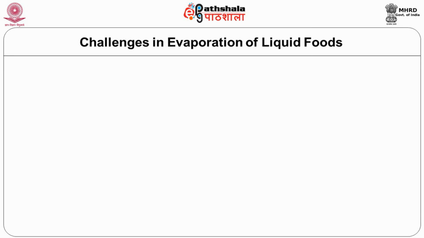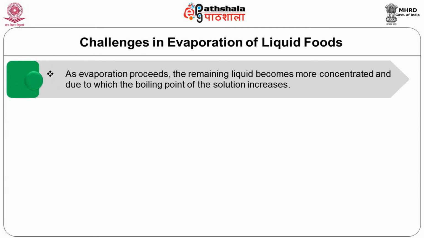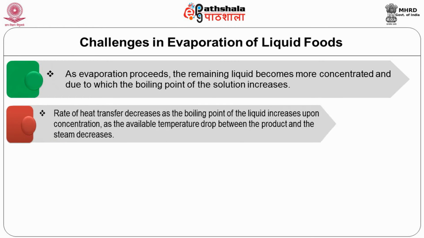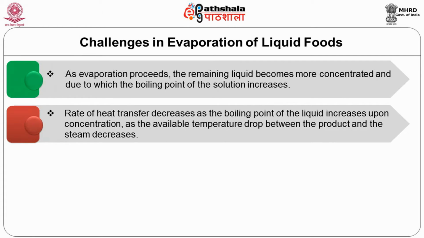Now, let us discuss the challenges involved in the evaporation of liquid foods. As evaporation proceeds, the remaining liquid becomes more concentrated, due to which the boiling point of the solution increases. The rate of heat transfer decreases as the boiling point of the liquid increases upon concentration, as the available temperature drop between the product and the steam decreases. As the concentration increases, the viscosity of the product also increases, affecting the circulation.